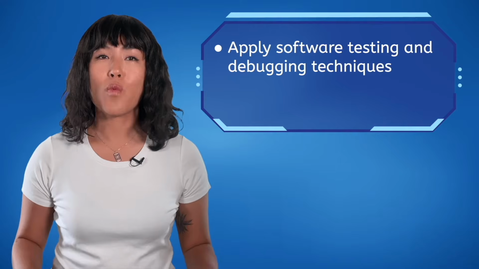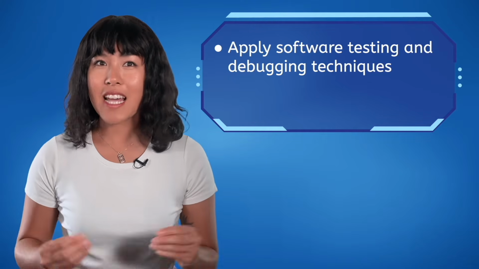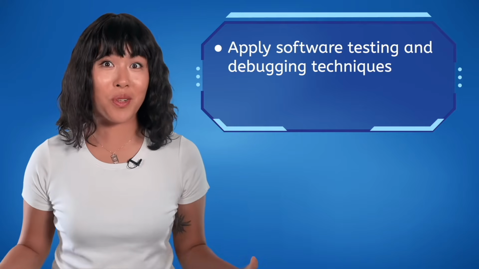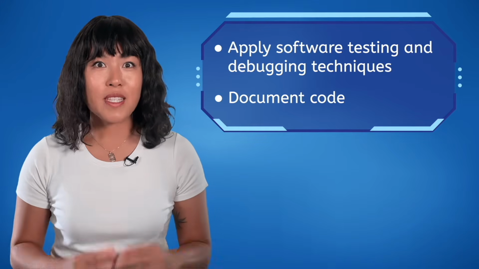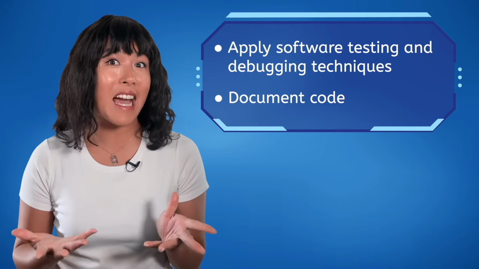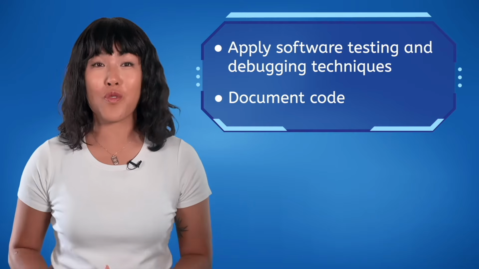In this lesson, we will apply software testing and debugging techniques to help us fix a problem with our code. We will also look at how we can document our code to make sure we understand exactly what it does. Let's work together to figure out how these controls behave.